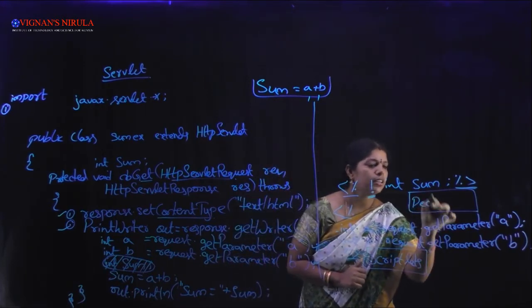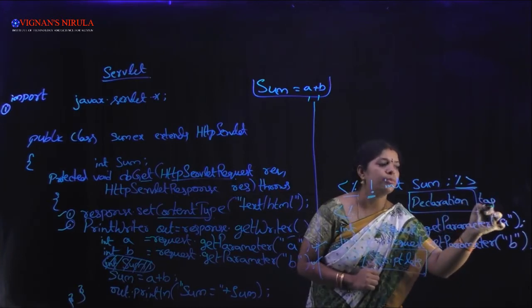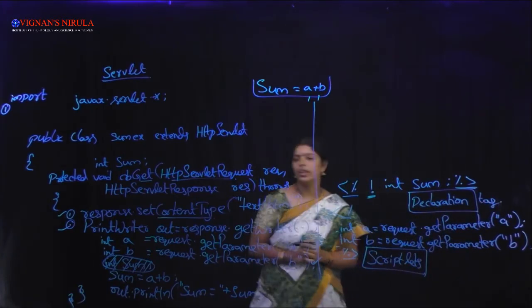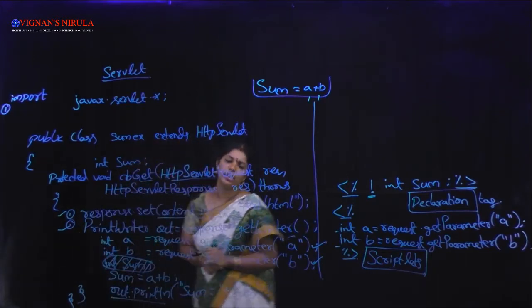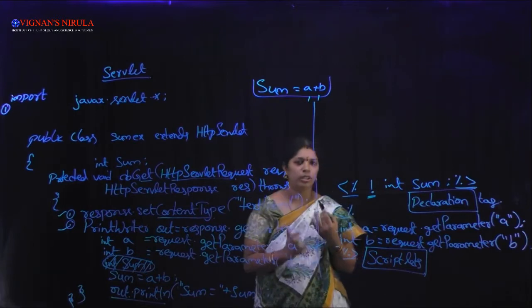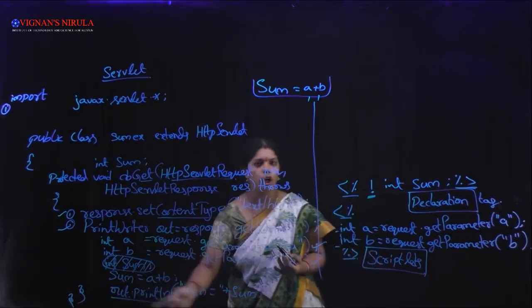So this is the declaration tag. What is it? This is the declaration tag. And next one here, out.println. What is the out.println?